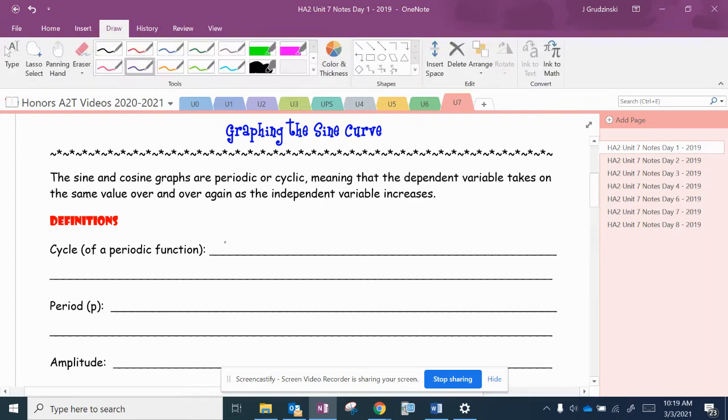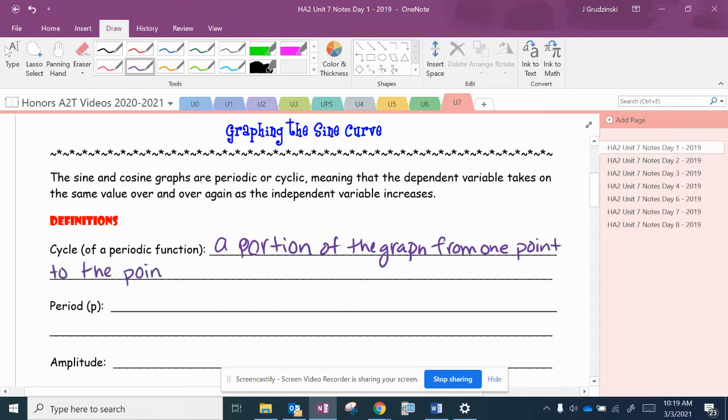That is a portion of the graph from one point to the point where it repeats itself.